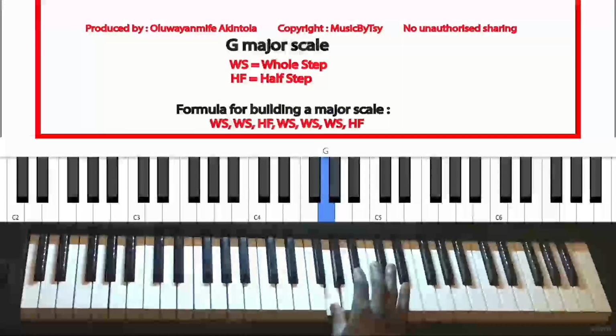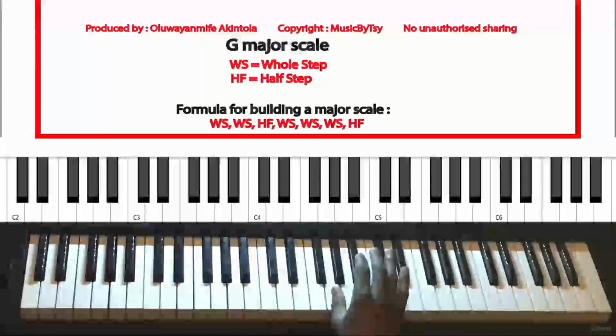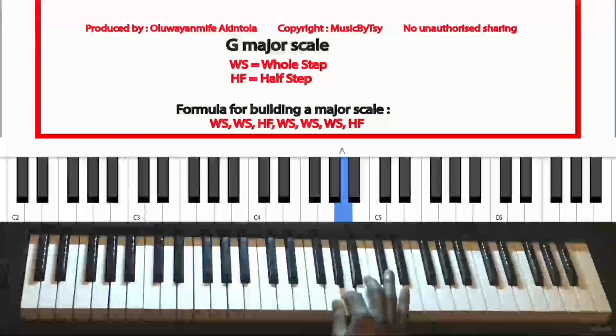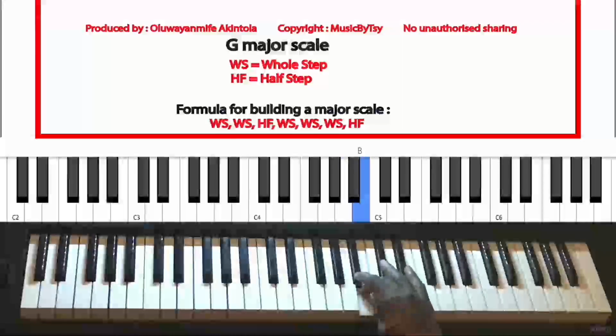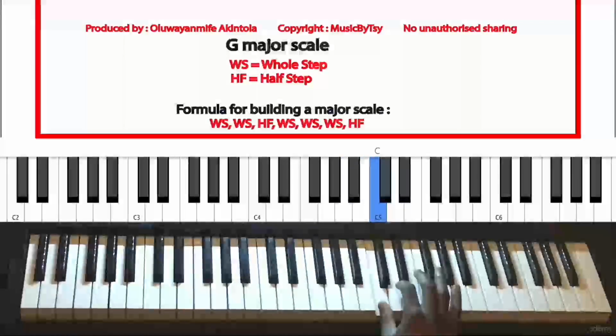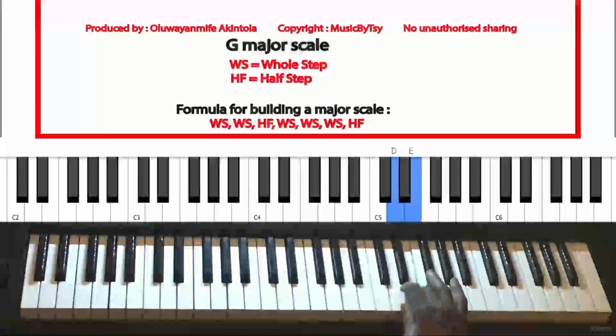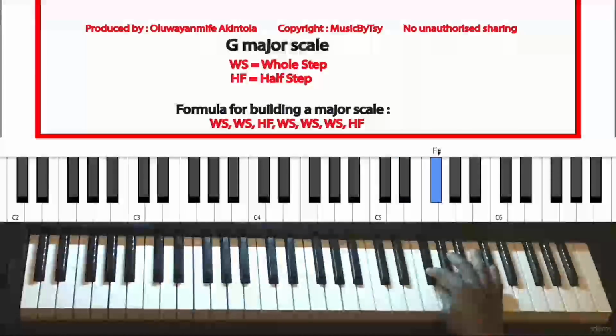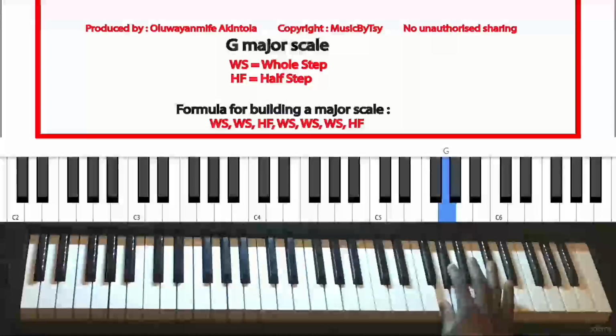So we want to construct the major scale for the key of G. So we're going to use the formula. So starting from the key of G, we're going to take a whole step, and then another whole step, and then a half step, and then a whole step, and then a whole step, and then a whole step, and then a half step. So yeah, let's do that again.